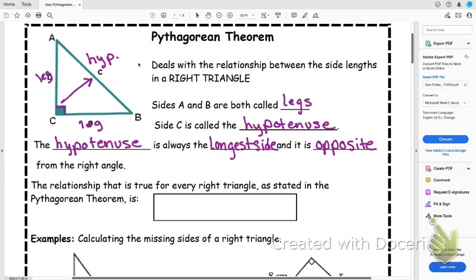The relationship that is true for every right triangle, only a right triangle, is the Pythagorean Theorem, which is a squared plus b squared equals c squared. Or you can think of it as leg squared plus leg squared equals hypotenuse squared. Because the leg A and B does not matter. You get what I'm trying to say, that A and B does not matter?